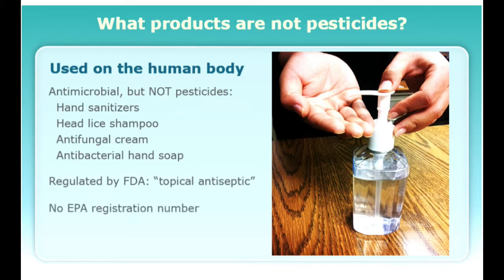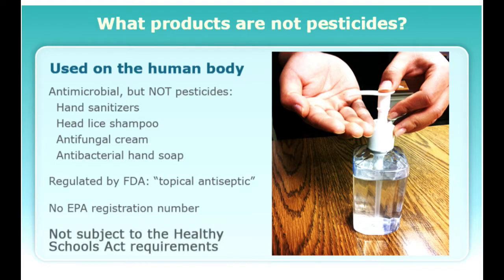You will not find a US EPA registration number on a hand sanitizer because it is not a pesticide. It is legally a topical antiseptic. Since these products are not regulated by the US EPA and DPR, they are not subject to the Healthy Schools Act requirements.